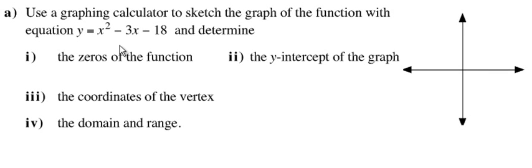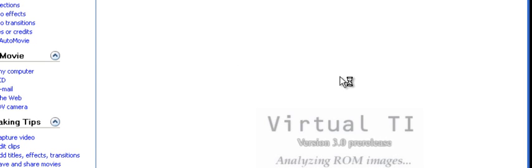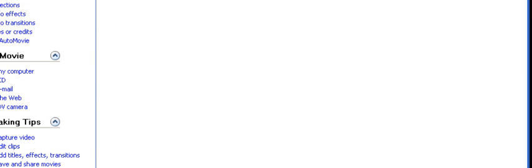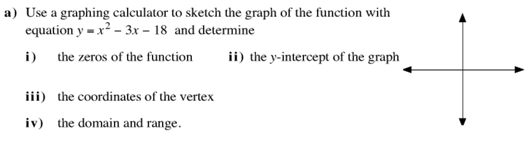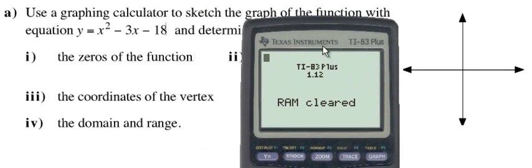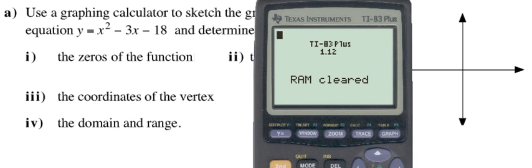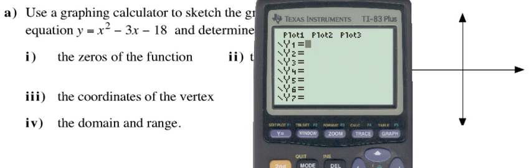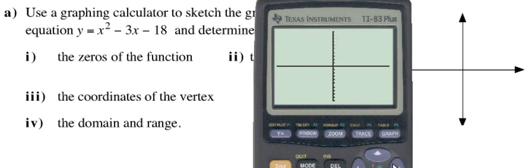Use a graphing calculator to sketch the graph of the function. Okay. Let's see here. Here is a graphing calculator, and on it we have to put x squared minus 3x minus 18. Graph. Okay, we knew it would be a parabola and that it would open up.